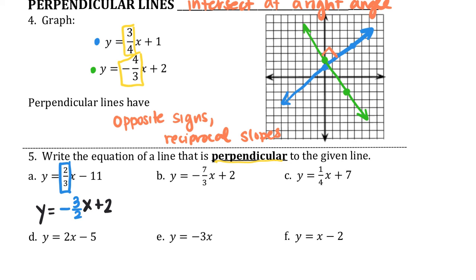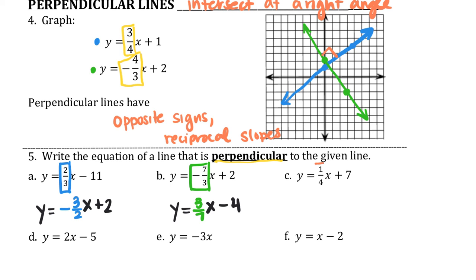Okay, if you feel good, you can pause it. If you don't feel good, let's keep going. Okay, now the slope is negative 7 over 3. Since it's negative, I want it to be positive. Since it's 7 over 3, I want it to be 3 over 7. I keep the x on it, and then I can put any number I want at the end. How about a minus 4?